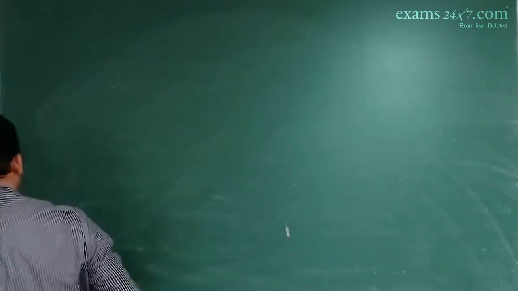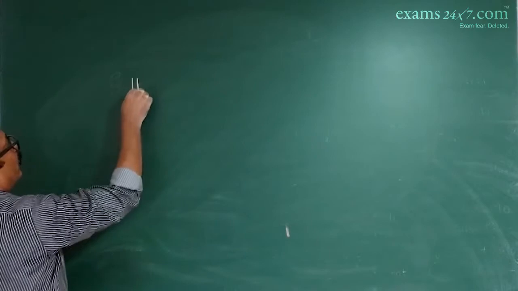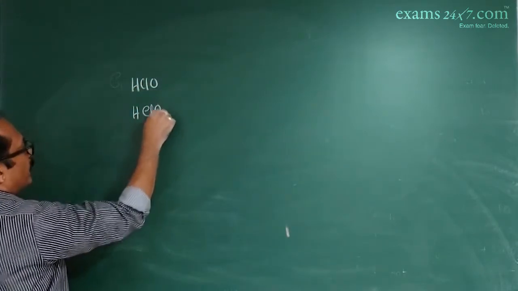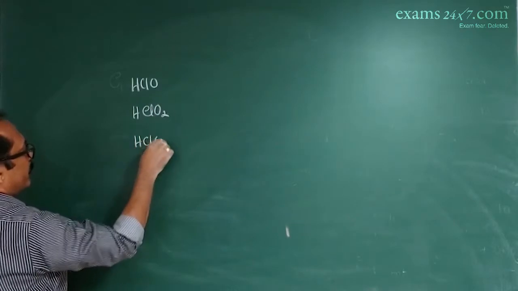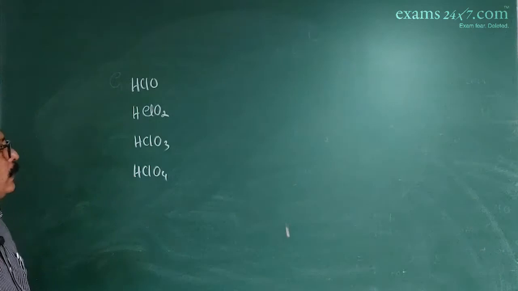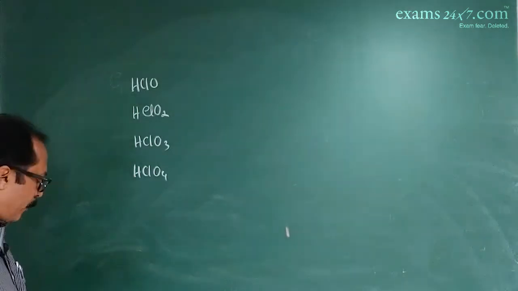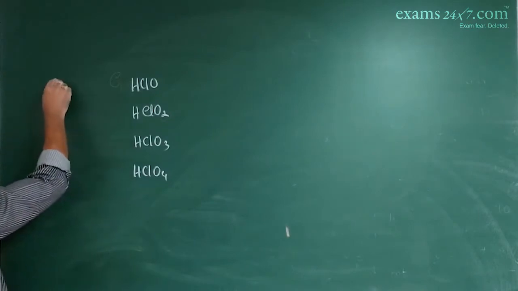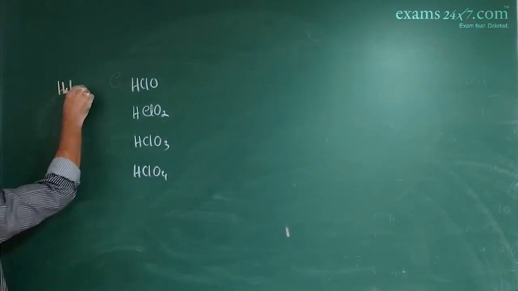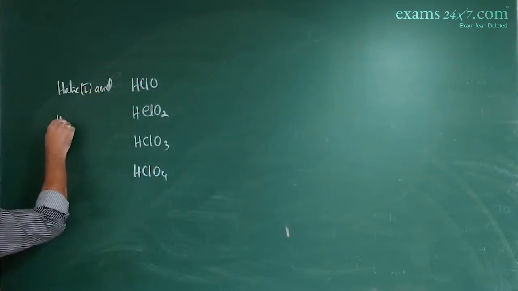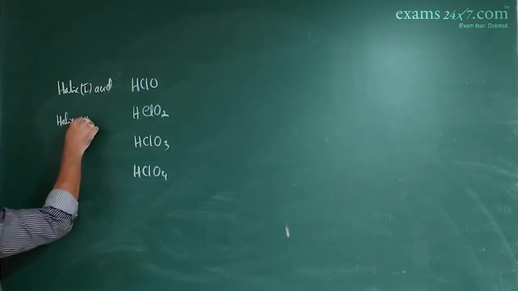Now, first one is HClO, then HClO2, HClO3, HClO4. Now, so general name for the first compound, general name halic 1 acid. This is called halic 3 acid.